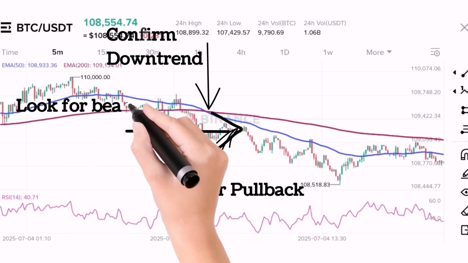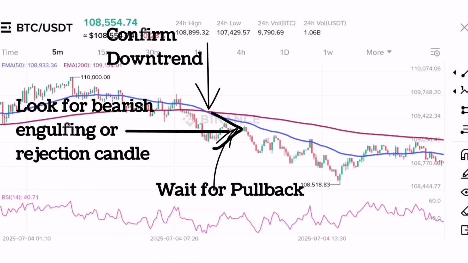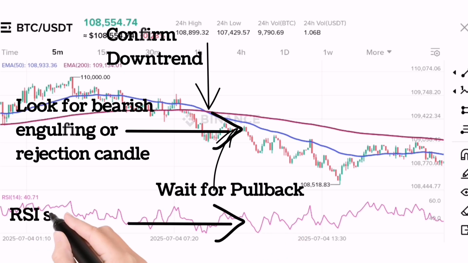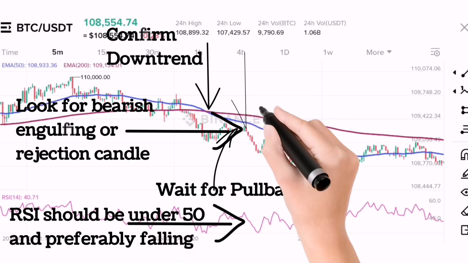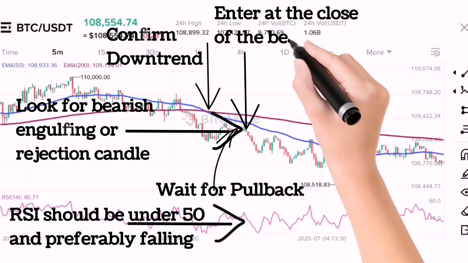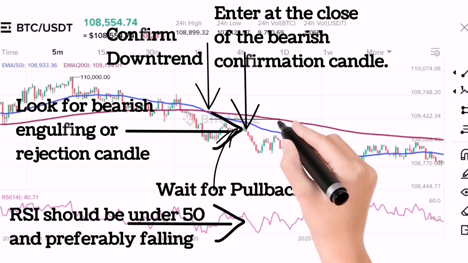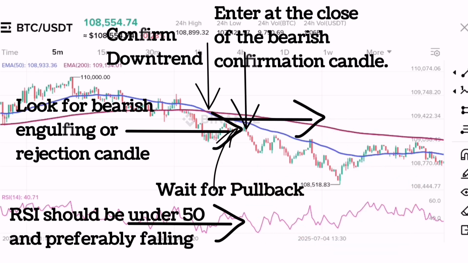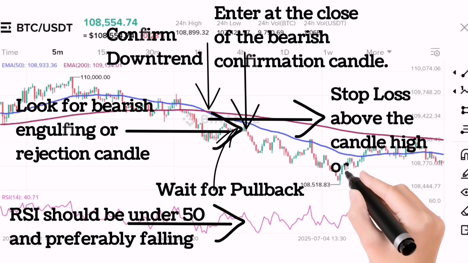Step 3. Candle confirmation. Look for bearish engulfing or rejection candle. Step 4. RSI filter. RSI should be under 50 and preferably falling. Step 5. Entry point. Enter at the close of the bearish confirmation candle. Step 6. Stop loss. Above the candle high or recent swing high. Step 7. Take profit. TP based on risk-reward ratio. 1 to 2 is ideal.